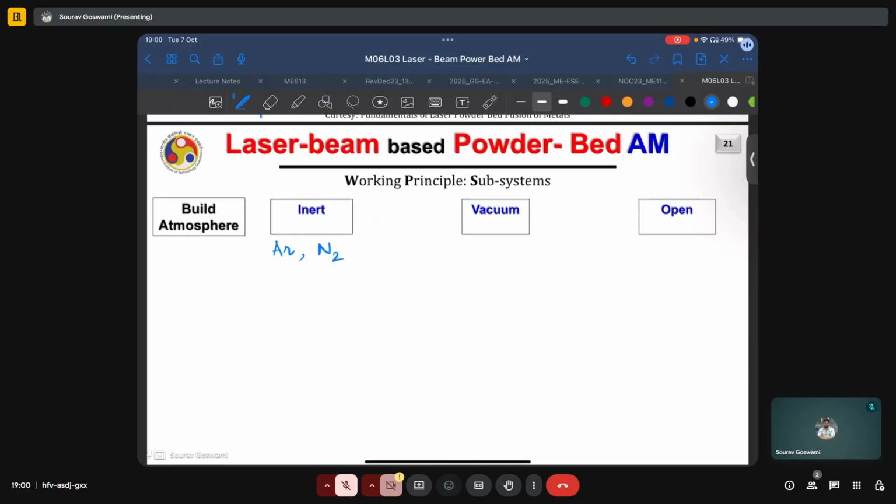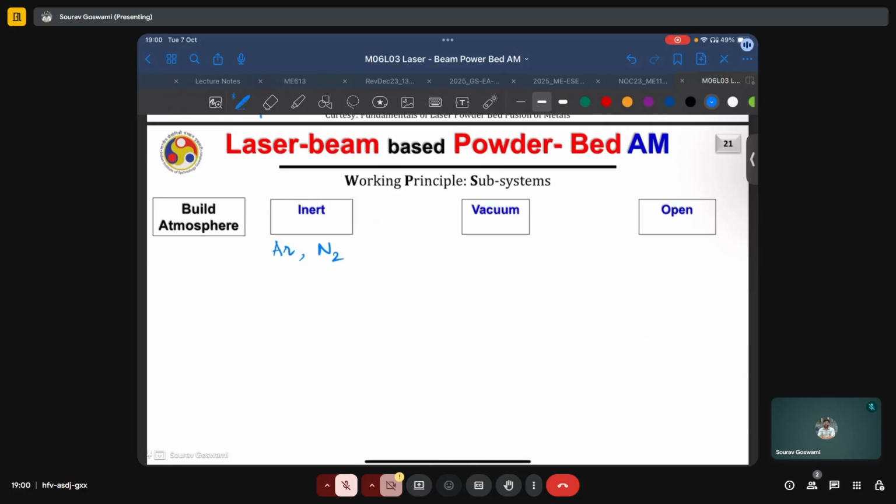Also, depending on the type of inert gas used, or the composition of the inert gas in case we are using a mixture, the properties of the final build part have been shown to change. Or we may be printing in a vacuum, which becomes an essential requirement for the case of electron beam based selective laser sintering or selective laser melting machines.